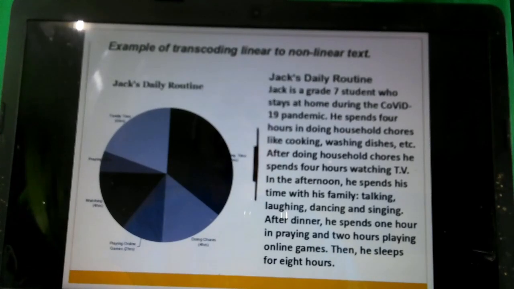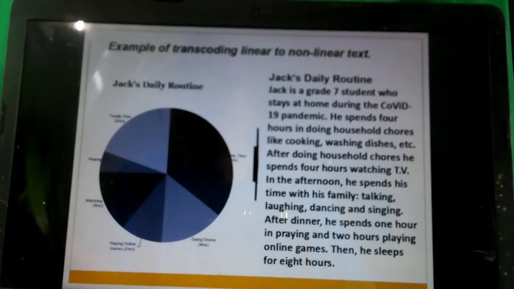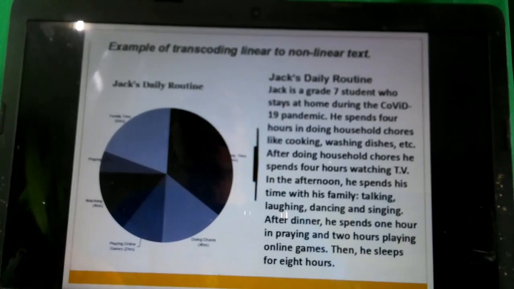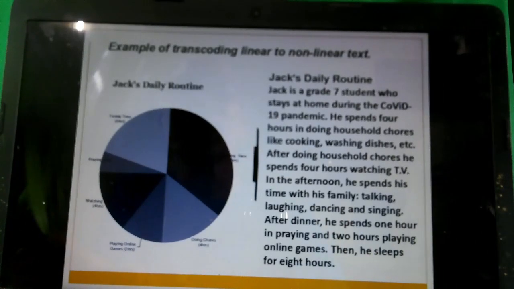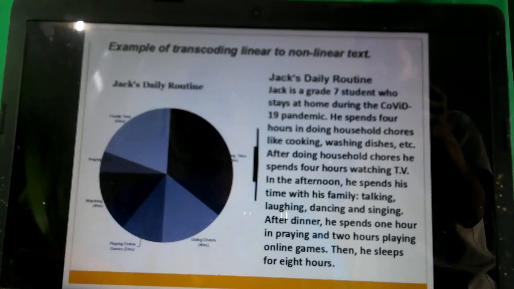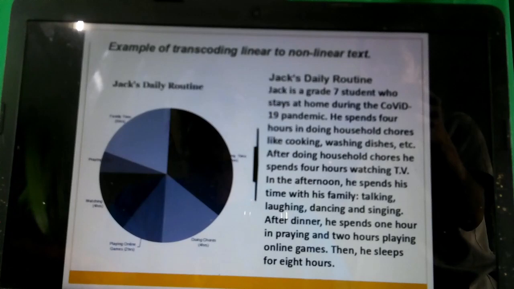Example of transcoding linear to nonlinear text. Let us see. You have there in the visual Jack's daily routine. We have the pie graph. And on the other side of the screen, we have Jack's daily routine. As you can see, Jack is a grade 7 student who stays at home during the COVID-19 pandemic.